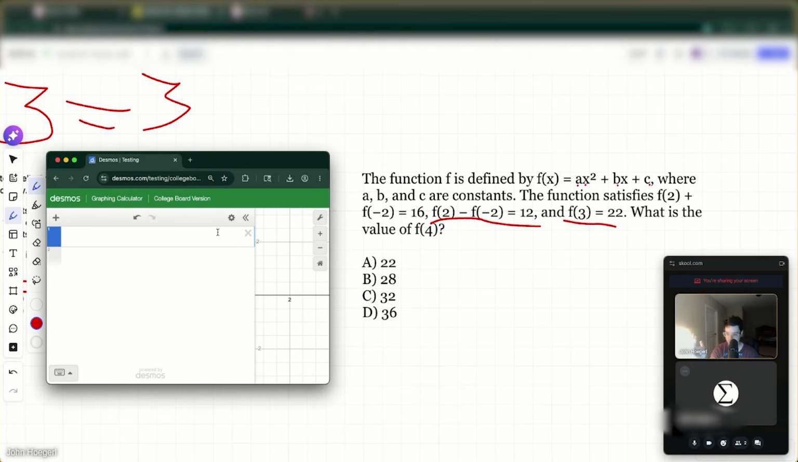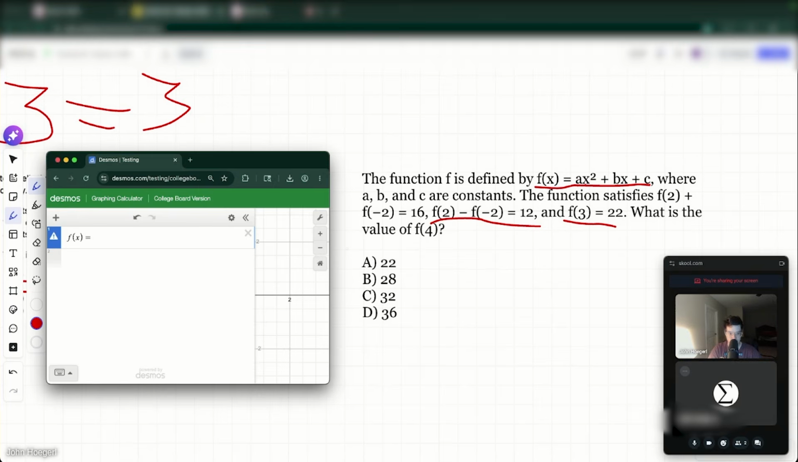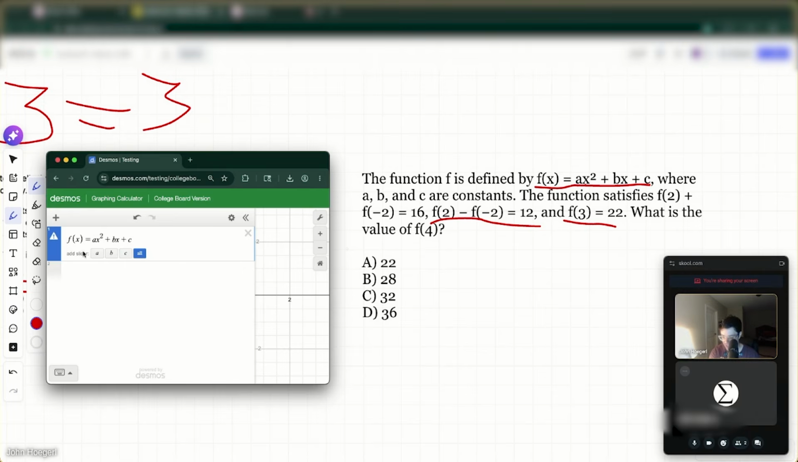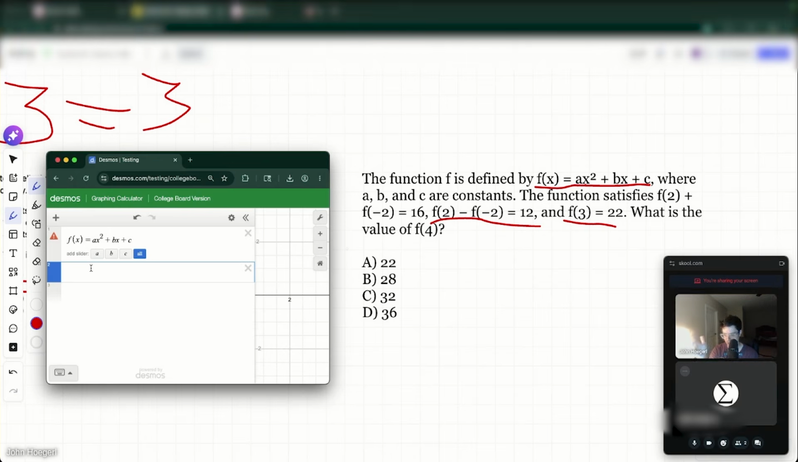The way to use regression when you see something like this is you start out by just putting in the function. So I would just say f of x is equal to ax squared plus bx plus c. And then I don't add any sliders. It's going to tell me to add sliders here, but I'm just going to skip that. And then I just do the rest like normal, as I would from the other one.